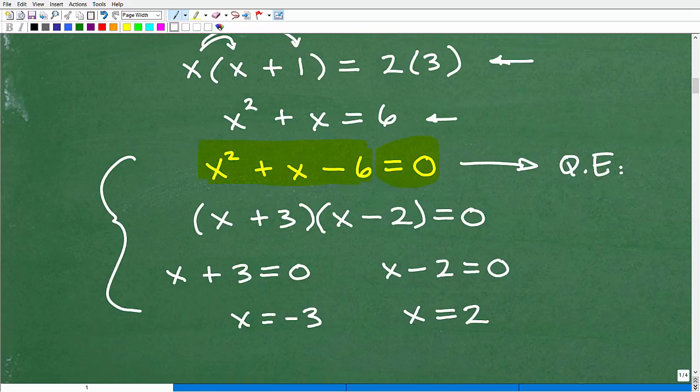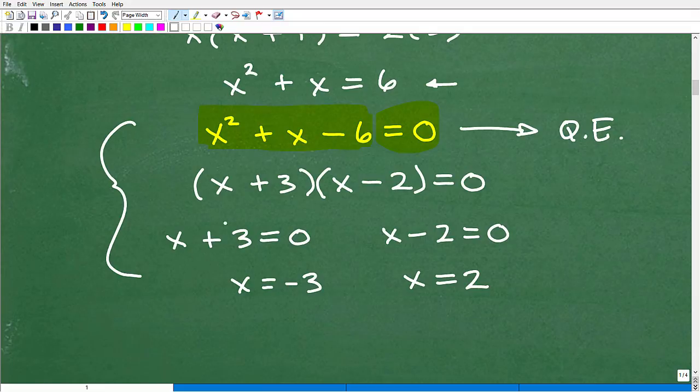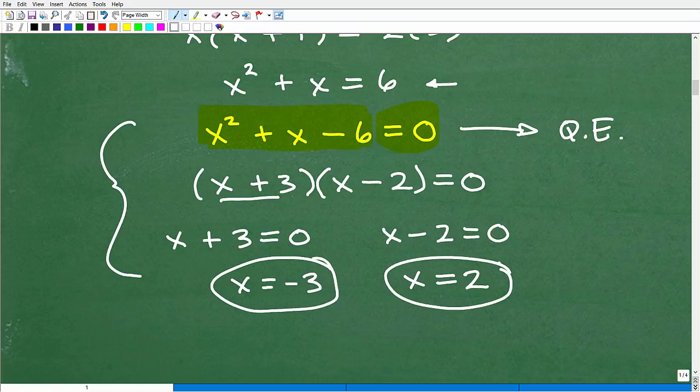But the main idea with quadratic equations is when you're faced with a trinomial, you always set it equal to 0. See if you can factor it, okay? This polynomial here can be factored as x plus 3 times x minus 2. And then I can set each factor equal to 0. So x plus 3 is equal to 0, x minus 2 is equal to 0, and then I solve for x. I get x equals -3 and x equals 2.